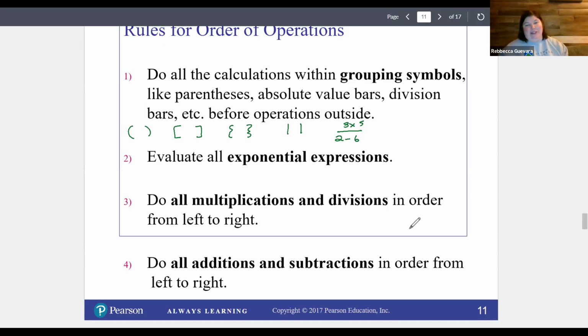After that, I don't know why this cut off here. This is not a cutoff, it's just here in the slide. So this is my first step. Then we do all exponential expressions. This includes square roots, and or what we call nth roots, so other kind of roots. We're not going to be seeing the roots so much. I just want to put that in there. Then we do all multiplication and division in order from left to right, all addition and subtraction in order from left to right.